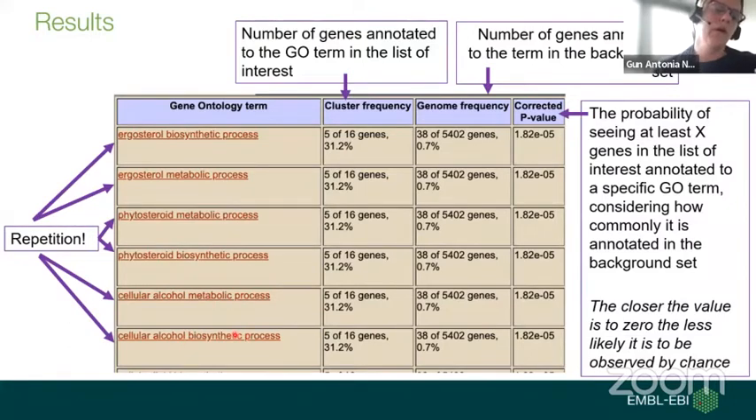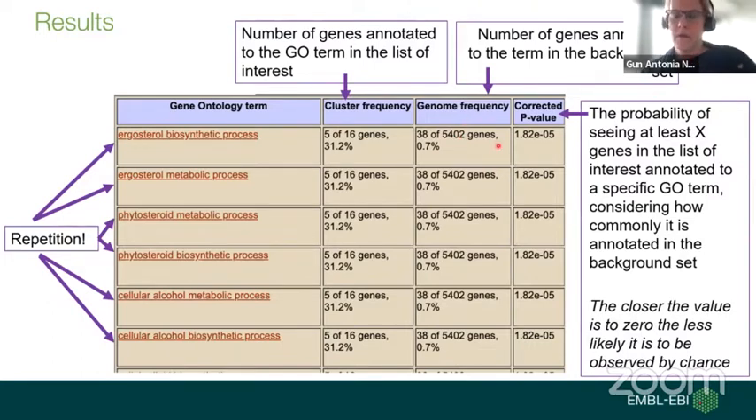So of course, when you are presenting your results, you want to narrow these lists down, so you don't show these almost duplicates. In your results, you should also see the number of genes that are annotated to the GO term in your list, and the number of genes annotated to the term in the background set. So here it's 5 out of 16 genes in our list, but it's 5 out of 38 in the entire set of 5,400 genes.